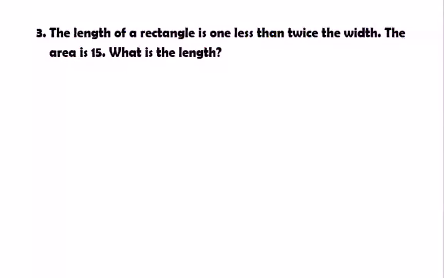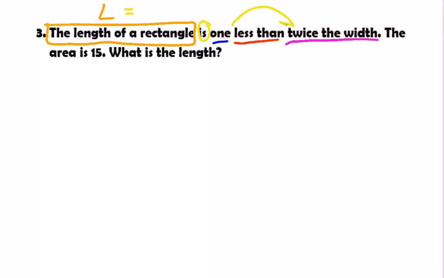Okay, and number 3. The length of a rectangle, once again, let's just use L, means equals, when we're doing translation, length of a rectangle is 1 less than twice the width. So remember, less than, once again, is one of the turnaround words, so I'm going to flip what's on the 2 sides. So less than is going to be subtraction. 1 now needs to go at the end instead of the beginning, and twice the width would be 2w.